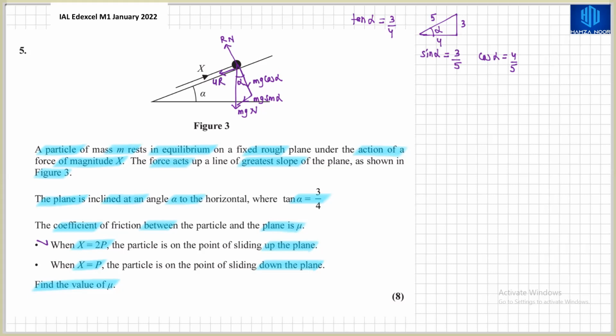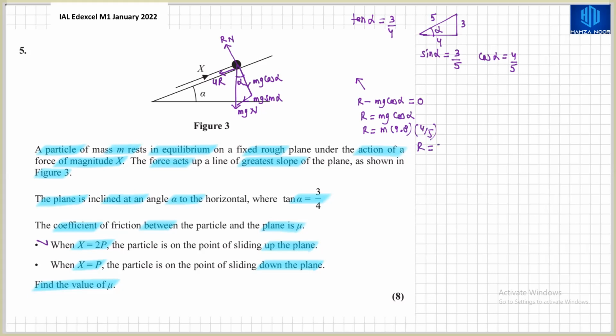So according to condition number 1, we are going to make the equations over here. First of all, if we resolve the forces perpendicular to the plane, we can say that R minus mg cos alpha is equal to 0. So R is equal to mg cos alpha, meaning R is equal to m multiplied by 9.8 multiplied by 4 over 5. Here we have R in terms of m, which is 4 over 5 multiplied by 9.8.